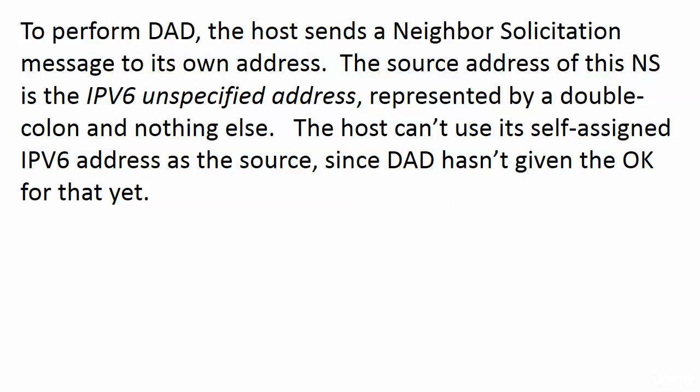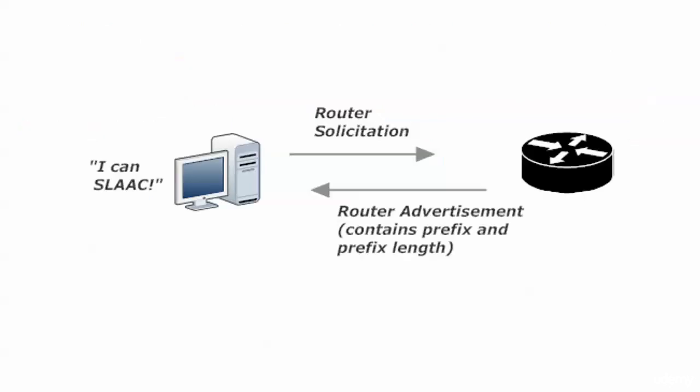Now, to perform DAD, what happens first is that the host sends out a neighbor solicitation message. Now, the destination of that NS is the address it just gave itself. It's trying to talk to itself. It is sending a message destined for the address it wants to use. But it's not in use yet. So the source address of that NS is what we call the IPv6 unspecified address. It is represented by a double colon and nothing else. Literally, it's 128 zeros. And again, the host can't use its self-assigned version 6 address yet as the source because DAD hasn't said, hey, that's okay.